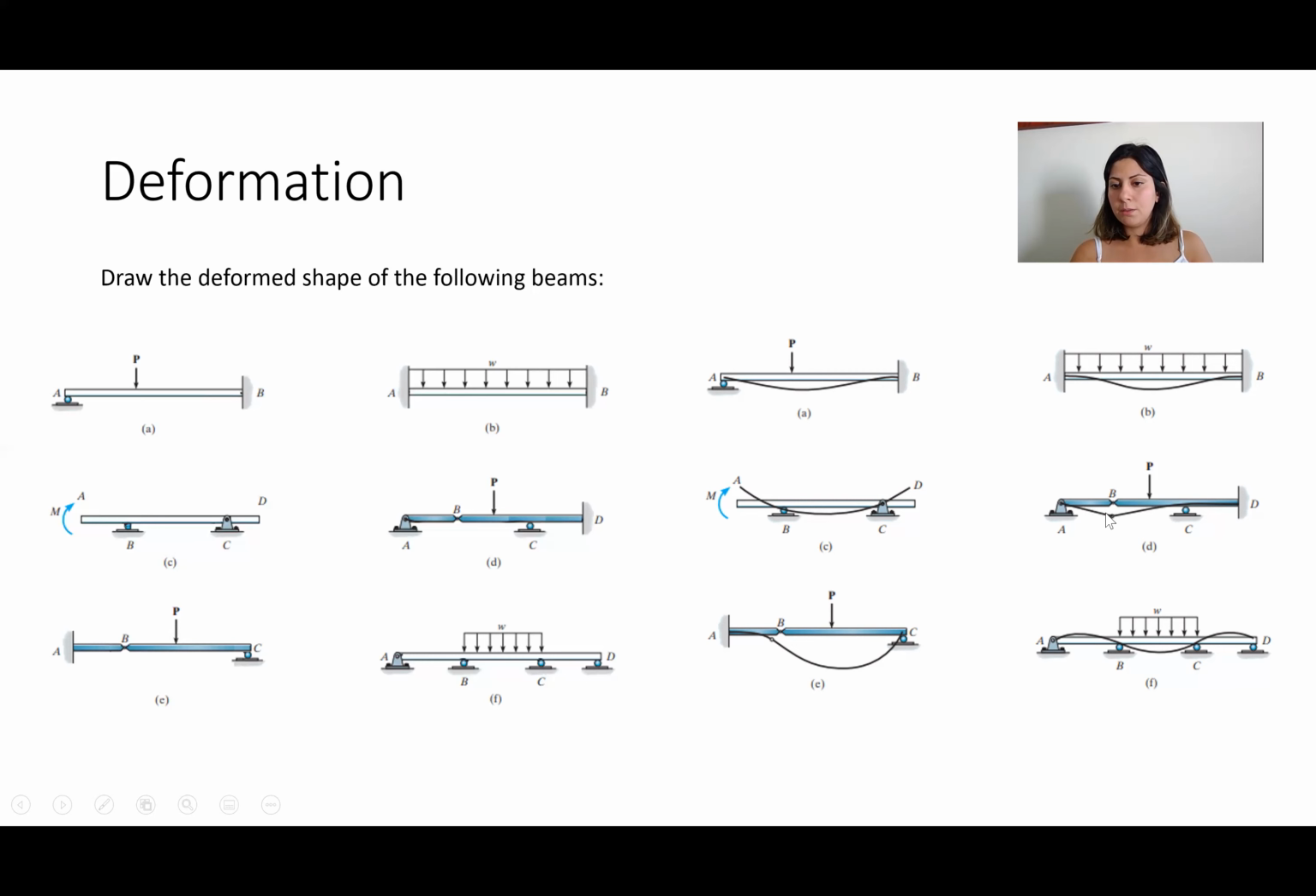And here, because there is no force applied in this part, it is a straight line, because it acts like a truss member. We have two pins at the ends and there is no loading along the member, so it stays straight. However, this part starts with zero displacement, zero rotation, and then goes down.